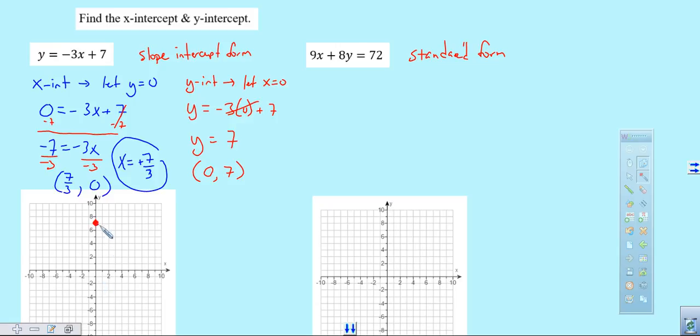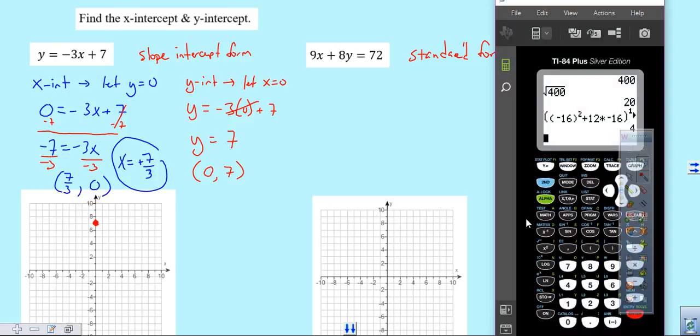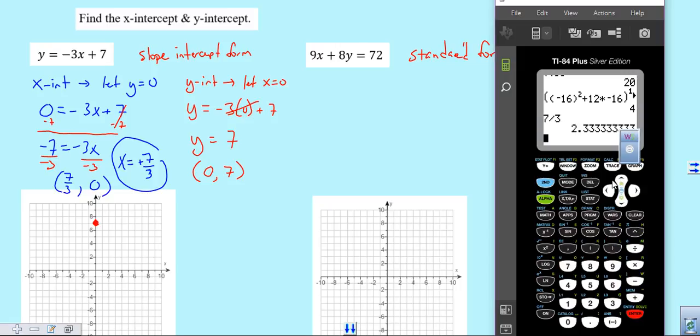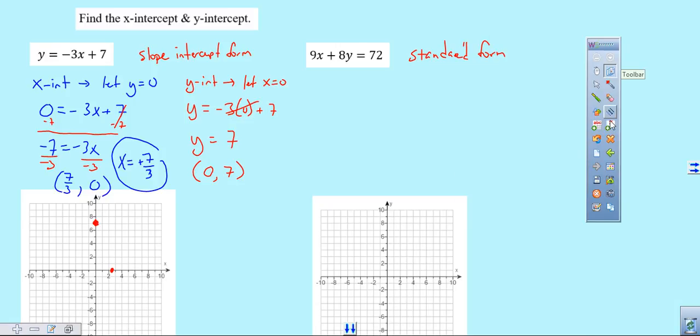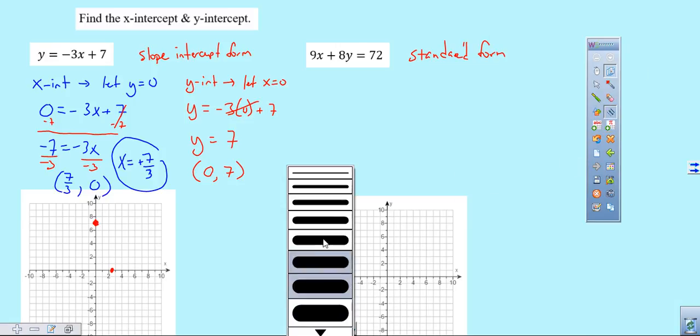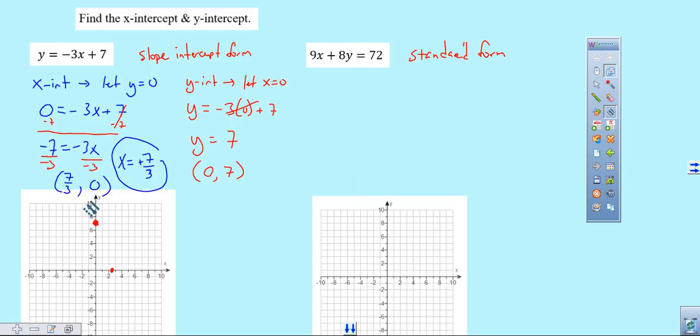That's my y-intercept. Then I had to figure out what 7 over 3 is. So I could pull my calculator out and say 7 divided by 3, and it'll be about 2.33. And then I would take my straight edge, and I would just connect those dots. And that would be the graph of the line of that equation.